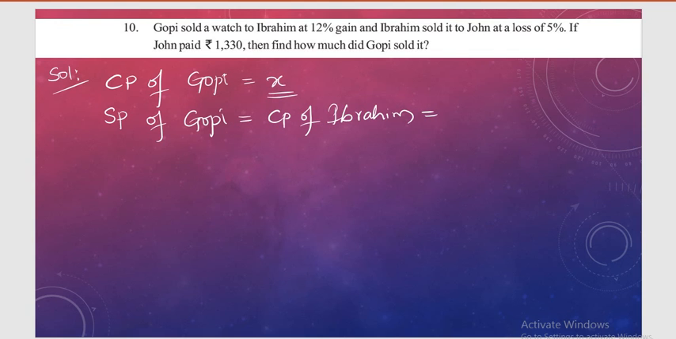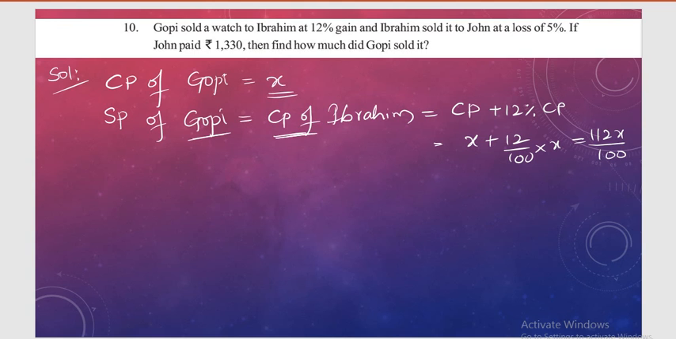So, at 12% gain, Gopi sold it, right? So the cost price of Ibrahim is equal to the cost price of Gopi plus 12% gain, which is 12% of the cost price. So which is nothing but X plus 12 by 100 into X. So this gives me 112X by 100.